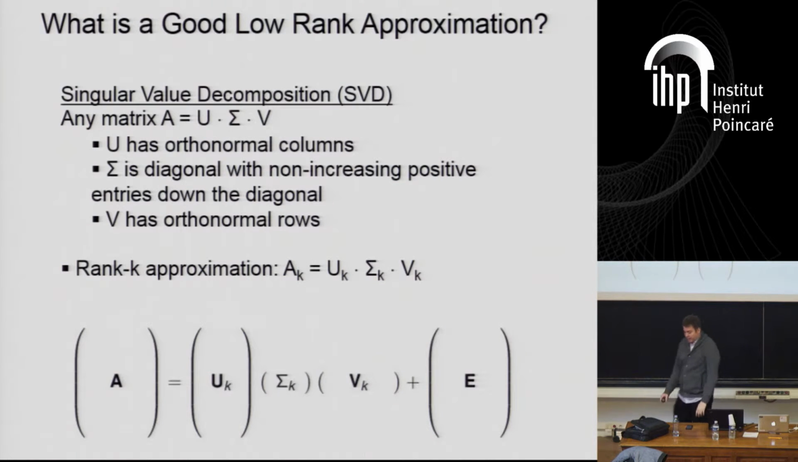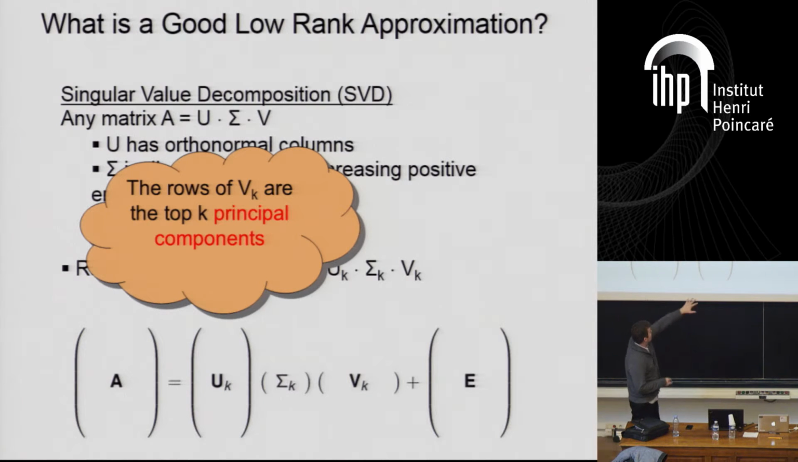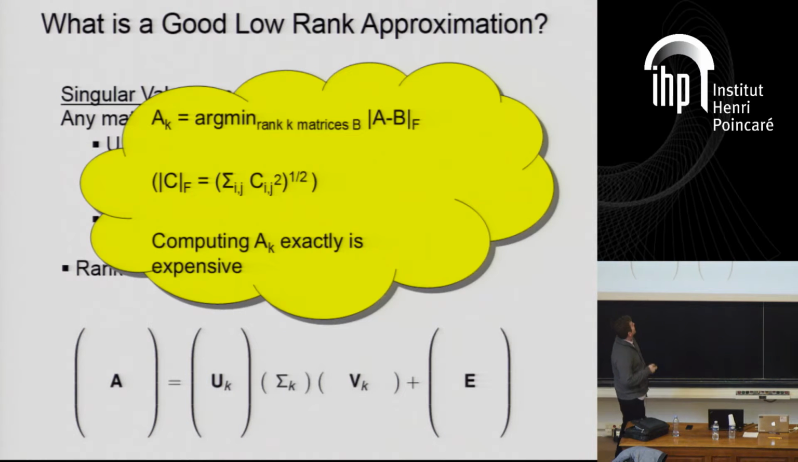Whatever is left is the error. These rows of V_k are known as the top k principal components. The nice thing about this is that A_k is the best rank k matrix for approximating A under a large number of norms, in particular under the Frobenius norm. It's the minimizer over rank k matrices B of the Frobenius norm of A minus B, where the Frobenius norm is the square root of the sum of squares of the entries.